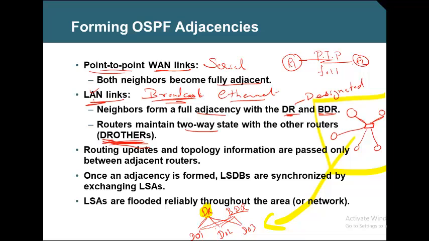To make it DR, I can set priority 255 on this port so that it becomes DR. And on this port, I set maybe 100 so that this will become BDR. And all the rest are having priority 1. The one with the highest priority becomes DR.